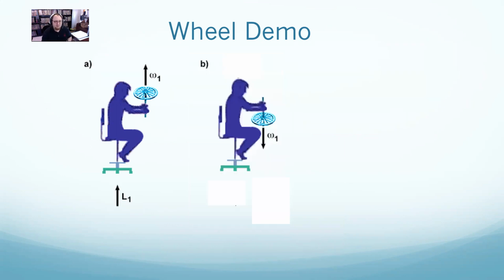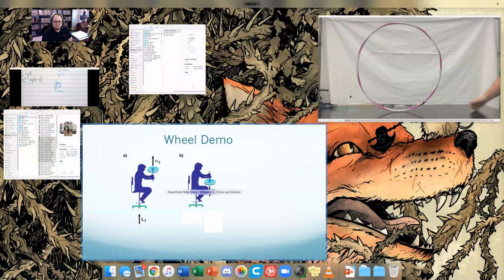To show it with another demo, let's say I take a wheel and I have it spinning like so. Angular momentum is going to be pointing up, and I'm sitting on a chair, something that can rotate. If I have a wheel just spinning, it has angular momentum. If I turn it upside down, I change the angular momentum. But angular momentum must be conserved.